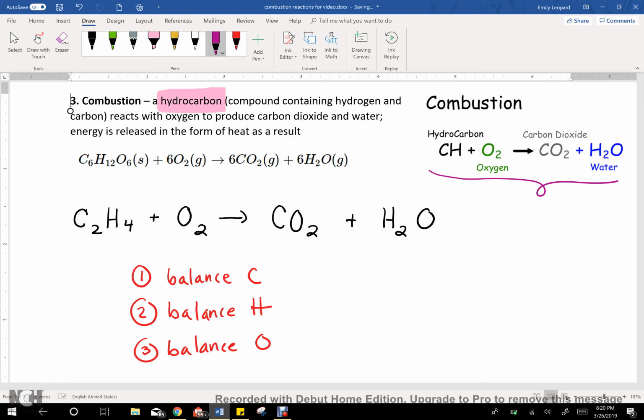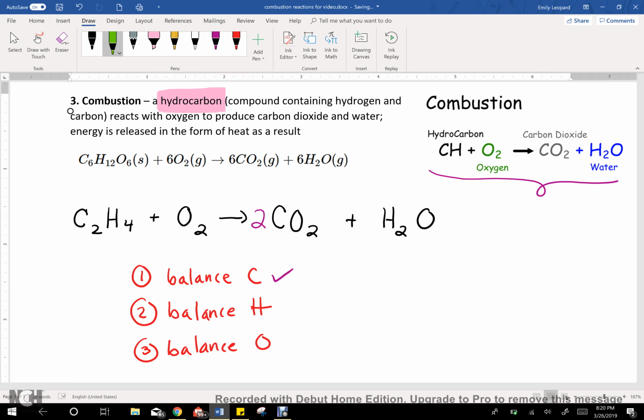All right, so let's start with our carbon. If we look on the left, we see that we've got 2 carbons, but on the right, we only have 1. So again, to balance, I'm going to be changing my coefficient. So I'll put a 2 in front of my carbon dioxide here, okay? So now my carbons are good. I've got 2 on the left and 2 on the right.